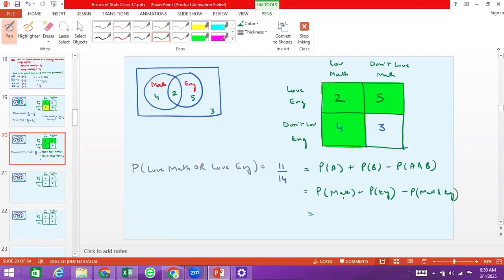What is the probability of liking math? 6 by 14. Plus probability of liking English, 7 by 14, minus liking both, 2 by 14. If you solve it, it will be 6 plus 7, that is 13, minus 2, that is 11. 11 by 14. Okay.